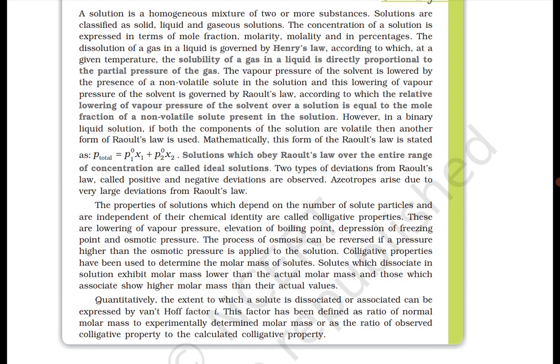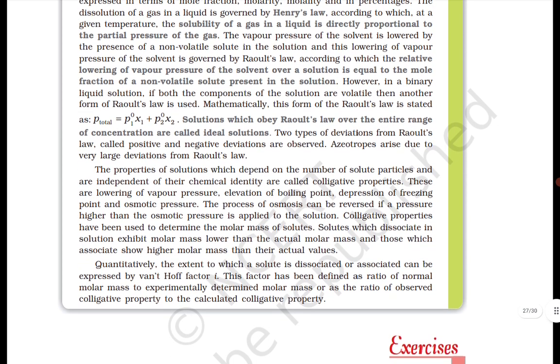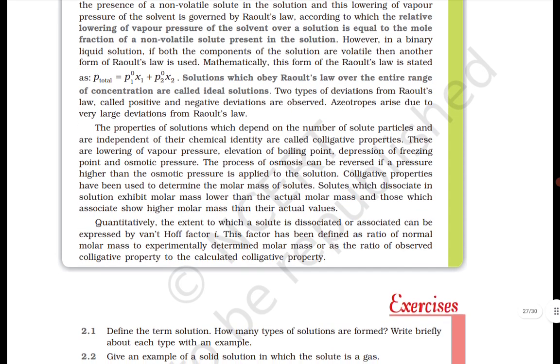Mathematically, this form of Raoult's law is stated as P total is equal to P1⁰ x1 plus P2⁰ x2. Solutions which obey Raoult's law over the entire range of concentrations are called ideal solutions. Two types of deviations from Raoult's law, called positive and negative deviations, are observed. Azeotropes arise due to very large deviation from Raoult's law.